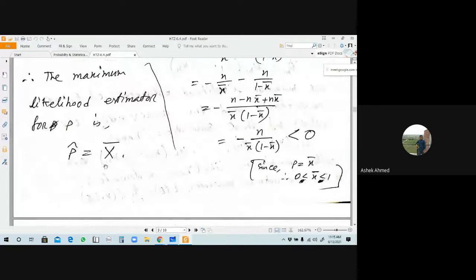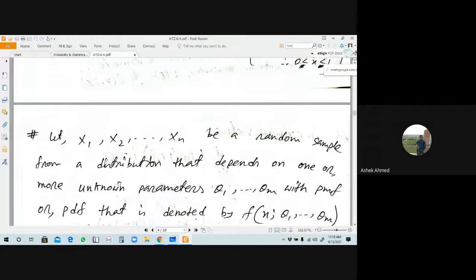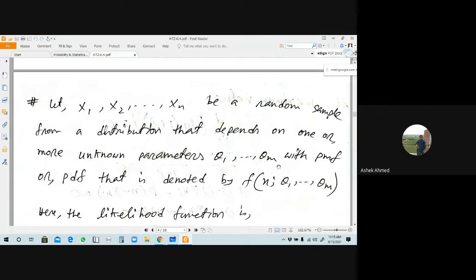This will be the result here. Okay, এটাই আমাদের result হবে. Let x1, x2 up to xn be a random sample from a distribution that depends on one or more unknown parameters theta 1 up to theta m.